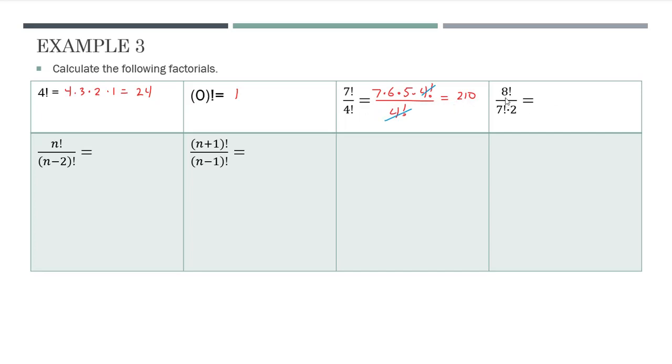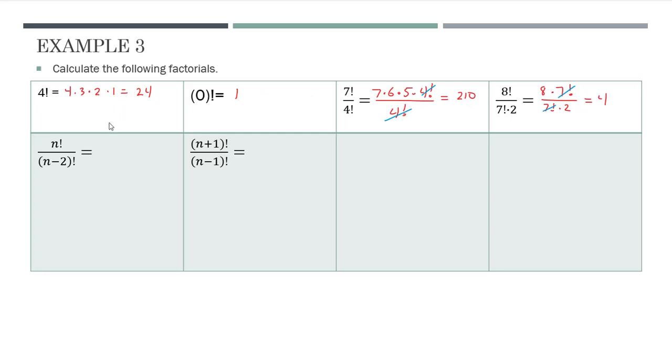We can do the same thing for the next one. I have 8 factorial divided by 7 factorial times 2. Well, I need to turn this numerator into 7 factorial. So 8 times 7 factorial, and then 7 factorial times 2. The 7 factorials cancel out, and so all I'm left with is 8 divided by 2. I don't even need a calculator for this question. 8 divided by 2 is 4.